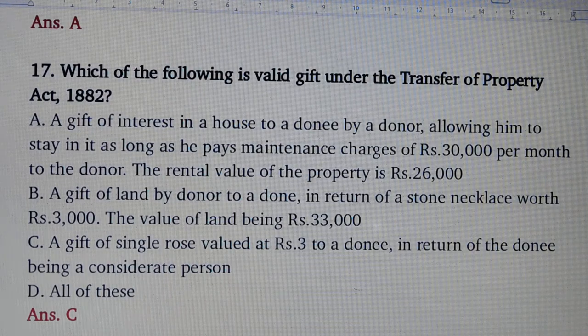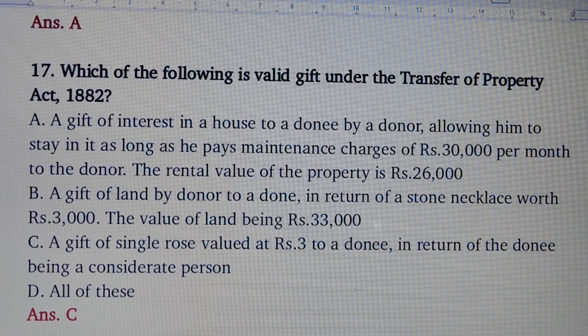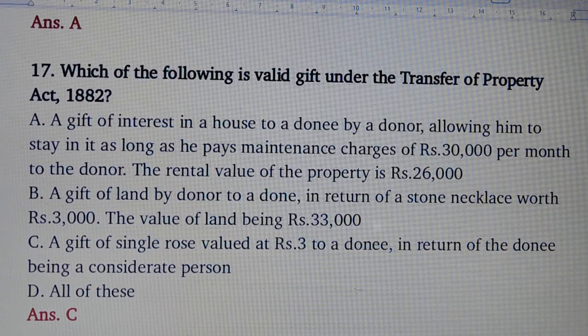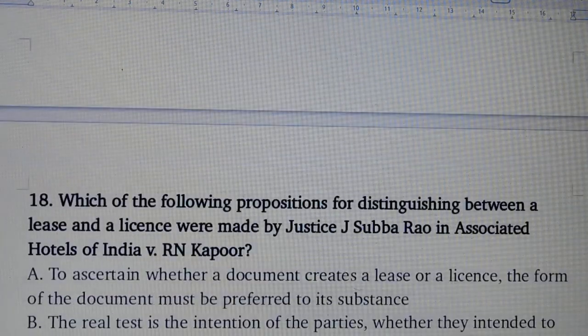Question number 17. Which of the following is valid gift under the Transfer of Property Act? Answer is option number C. A gift of a single rose valued at rupees 3 to a donee in return of the donee being a considerate person.